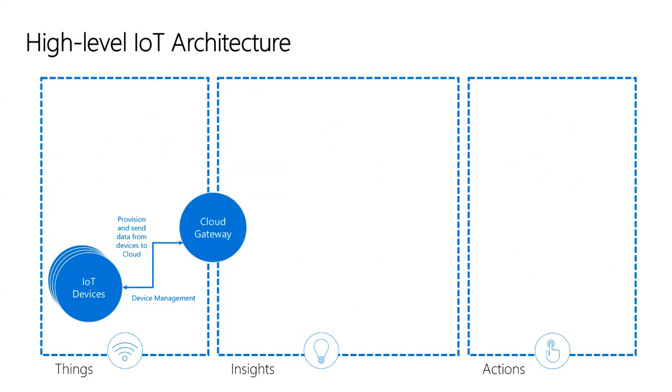So let's start with the things side. First thing that we have is IoT devices. These devices we need to securely register in the cloud. We need to be able to connect them to the cloud through a cloud gateway. Think of a cloud gateway as a way for those devices to connect securely to the cloud and send data. It also provides device management. So not only are you sending data up to the cloud, you should be able to do cloud-to-device communication back. Our cloud gateway offering that we'll talk about in a moment is IoT Hub.